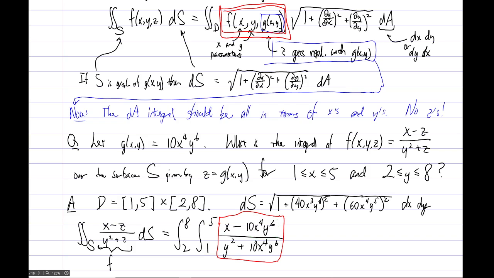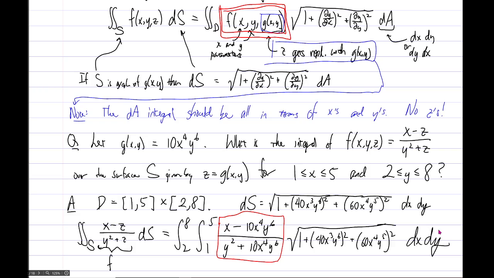Okay, so then we need this part. We had actually already computed that dS that's right here, so we just need to copy this down here. Root 1 plus quantity 40x cubed y to the sixth squared plus quantity 60x to the fourth y to the fifth squared, dx dy.